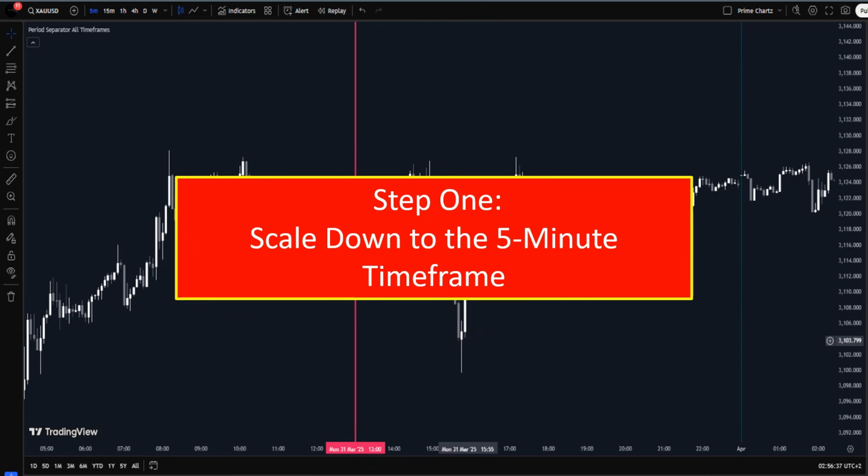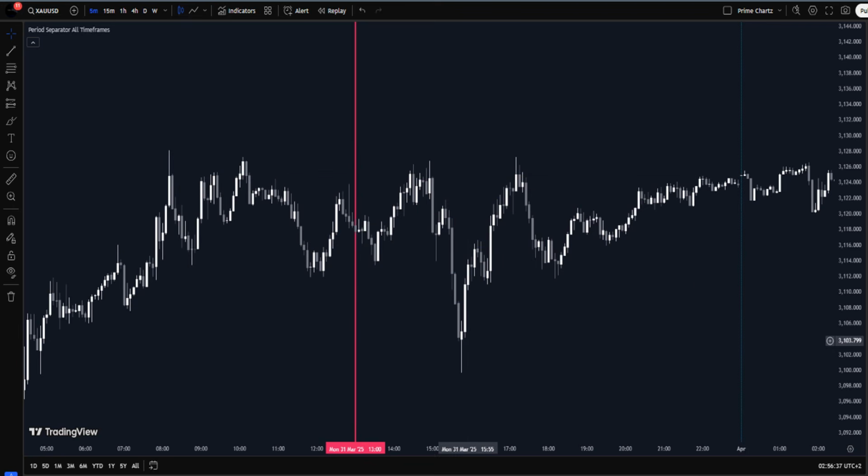Step 1. Scale down to the 5-minute time frame. This strategy is built specifically for scalping, and that means quick trades, short holding times, and being in and out of the market with precision. The 5-minute chart gives you just the right amount of detail to spot quick price moves, while still showing enough structure to make smart decisions.